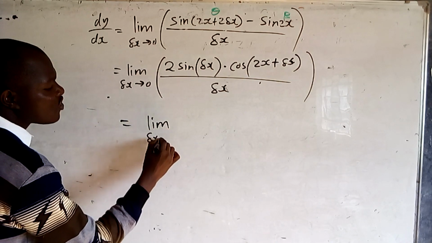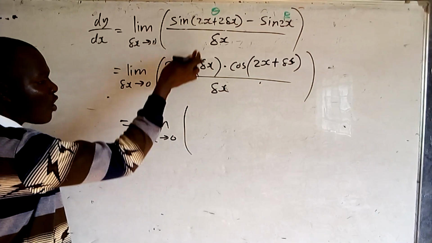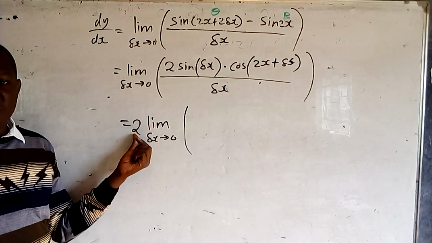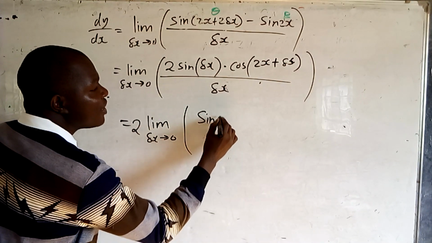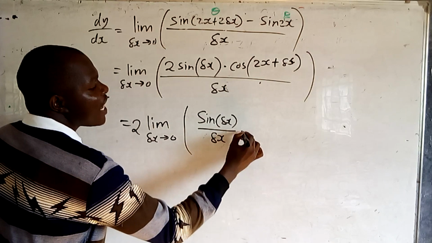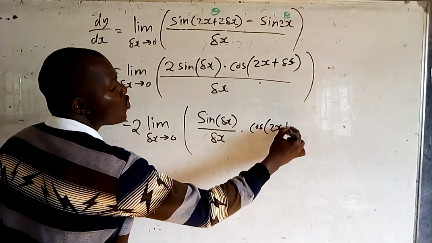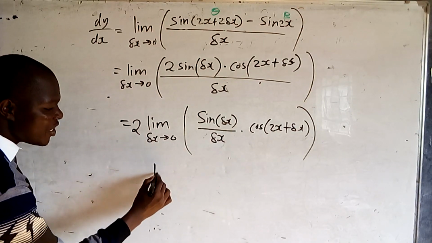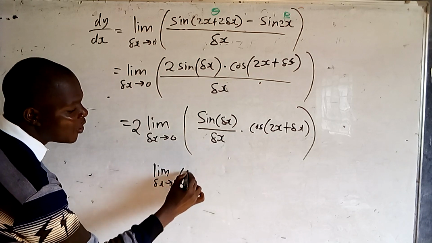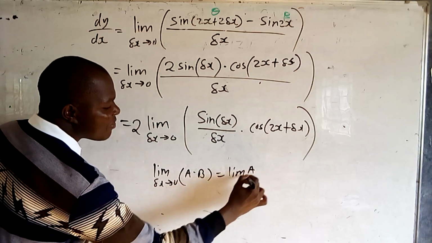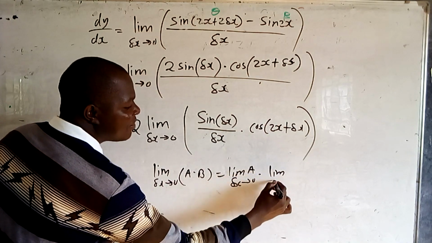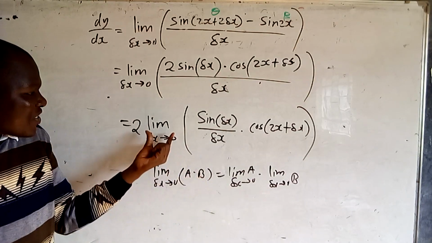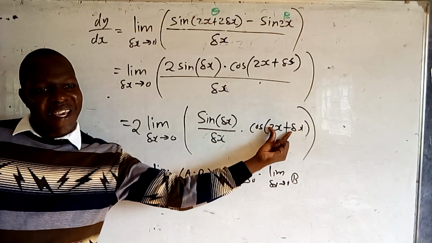You get limit as change in x tends to 0 of this 2 is a constant, can be factorized outside, isn't it? Are we together? If you factorize this 2 outside, what do you remain with here? You remain with sine change in x over change in x, then times cos 2x plus change in x. So if you remember what we started with limit theory, what did we say? We said when you have limit as x tends to 0 of a times b, this is simply limit of a as x tends to 0 times limit of b, isn't it? See, this is what we said from limit theory. So it means this limit which is outside, it is for both this and this, isn't it?